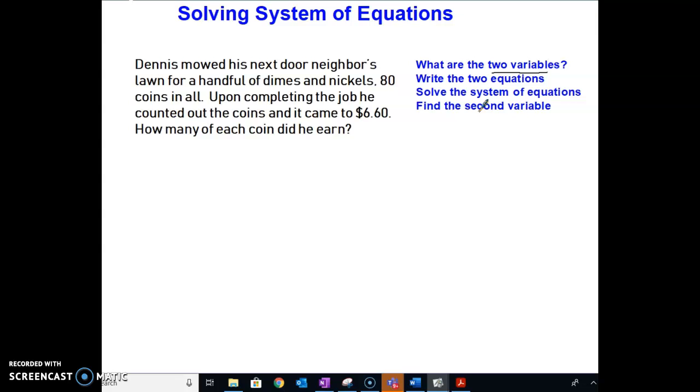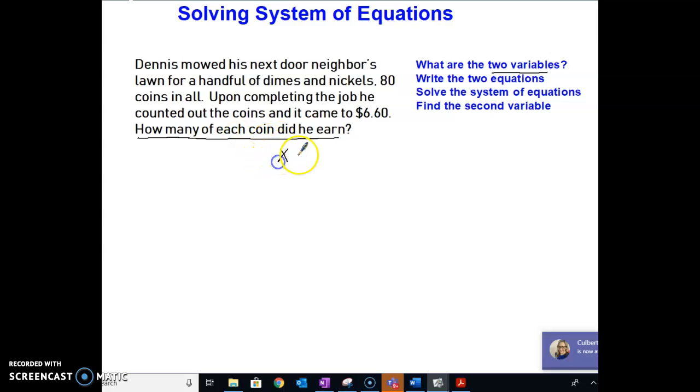Dennis mowed his neighbor's lawn for a handful of dimes and nickels, 80 coins in all. Upon completion of the job, he counted out the coins, and it came to $6.60. How many of each coin did he earn? Usually you'll find in the last question is a clue about the variables. How many, so we're talking about the number of each coin. Once you recognize that, you can set it equal.